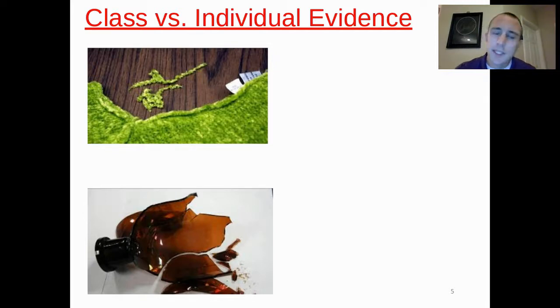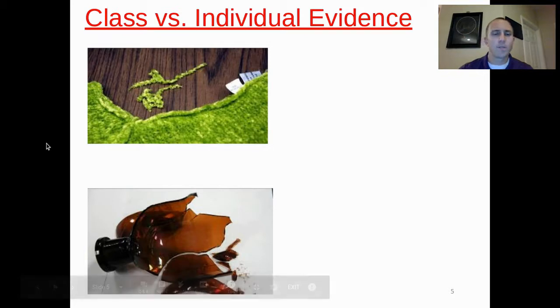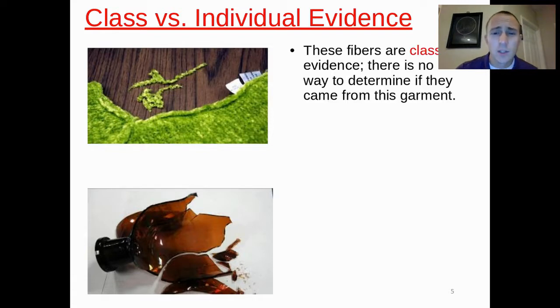All right, so let's think about this here. So we've got these mysterious little green fibers, and we think that they might have come from this sweater. If we think about it, is it possible that more than one person has gone out and bought this sweater? Yeah, absolutely. So this would be an example of class evidence. There's no way for us to figure out that these fibers came specifically from this one sweater.